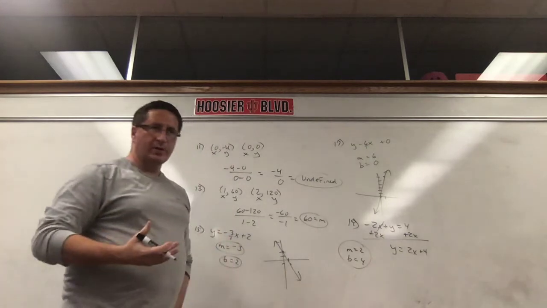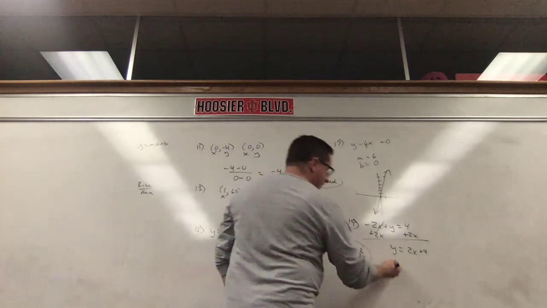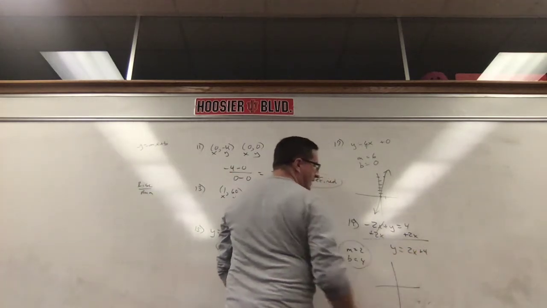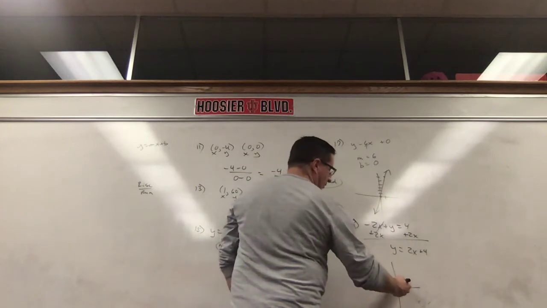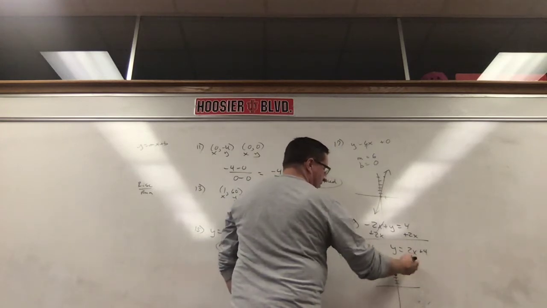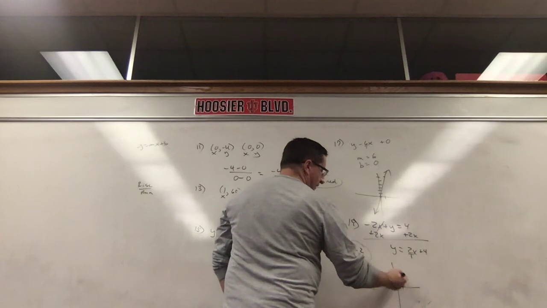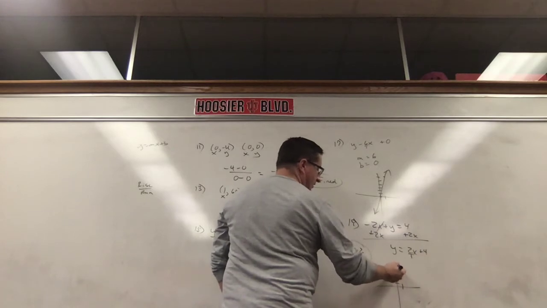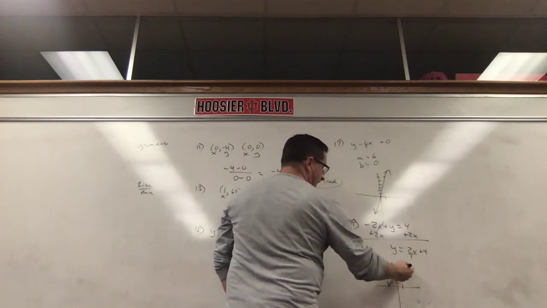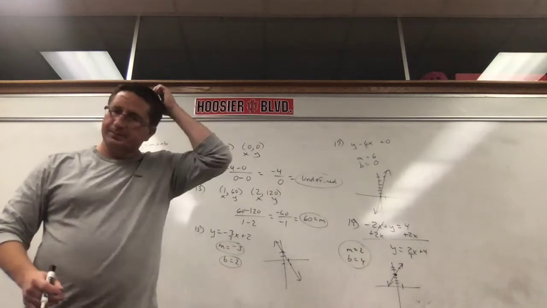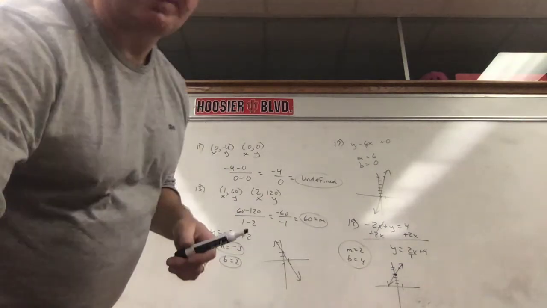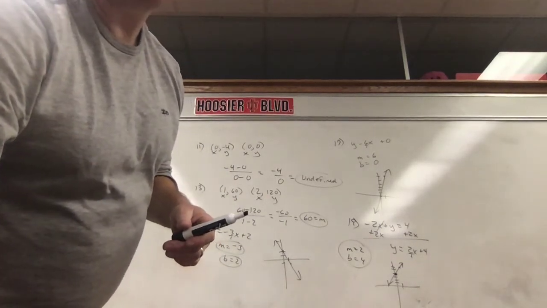Let's go ahead and graph this, even though they don't ask you to. So we do our y-intercept first. It's positive 4. That tells you to go up 4. And our slope is 2 over 1. So from here we rise 2 and run 1, and there's our line.